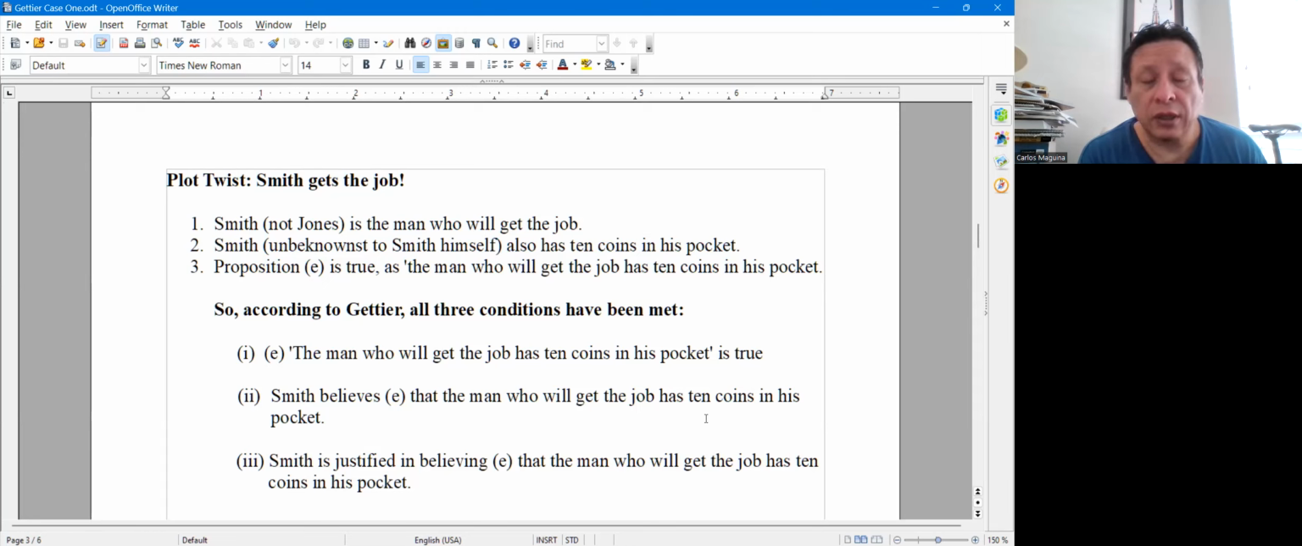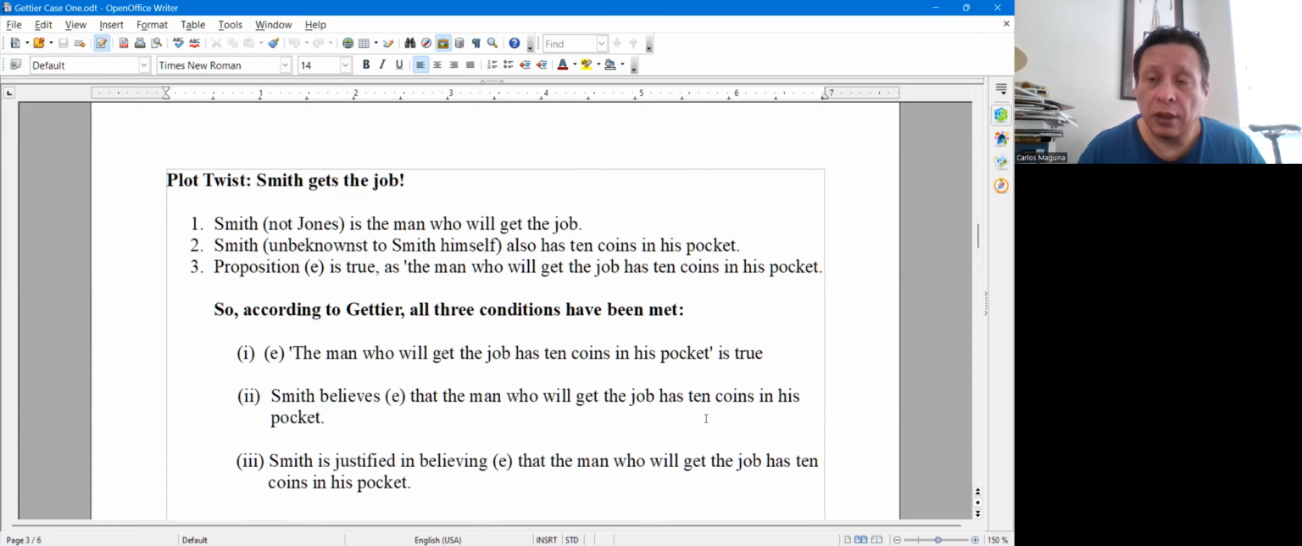So point 1: E, the man who will get the job has 10 coins in his pocket, is true. And it is true, right? Okay. Point 2: Smith believes that the man who will get the job has 10 coins in his pocket. He does believe that. And 3: Smith is justified in believing that the man who will get the job has 10 coins in his pocket. And we already know that he's justified because of the entailment. Again, all of this is according to Gettier.